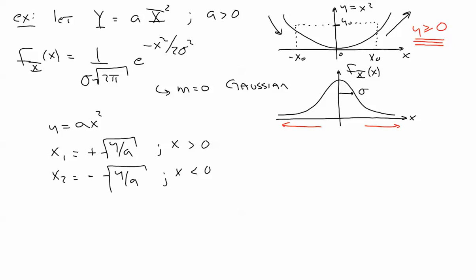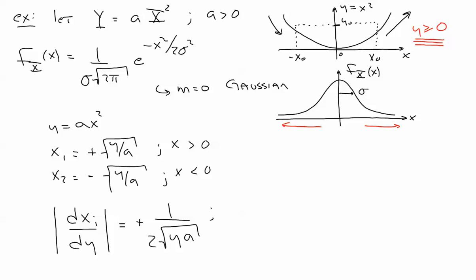So the next thing we need is to take the derivative, the absolute value of the derivative. Absolute value always means I end up with a positive result. That's going to be 1 over 2 times the square root of y a, and this is true for both regions. Okay? That's true for both regions.